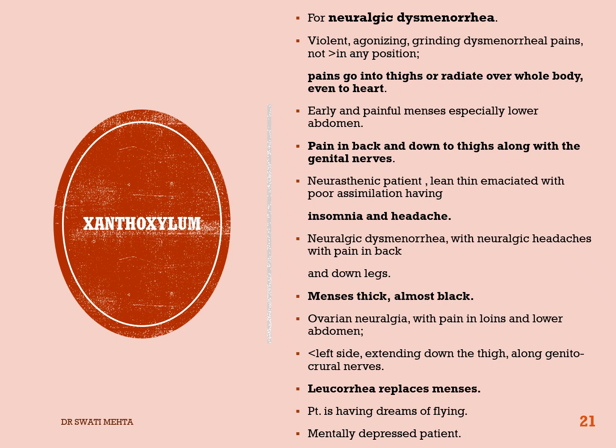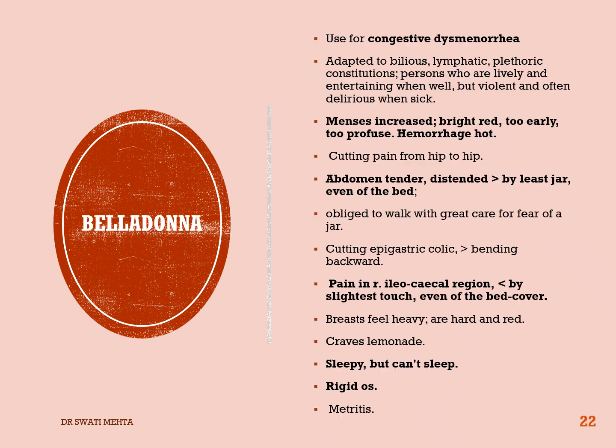Neuralgic dysmenorrhea with neuralgic headache and pain in the back and down to the thighs. Ovarian neuralgia is also present. Leukorrhea replaces menses. This is important. The patient feels that menses appear but only leukorrhea is present. So that is also xanthoxylum. The patient is having dreams of flying and is mentally depressed. So left-sided ovarian pain extending down to the thighs is a particularly important keynote for xanthoxylum. Only one medicine for neuralgic dysmenorrhea.